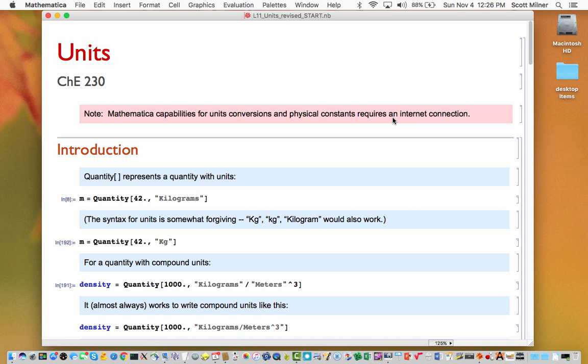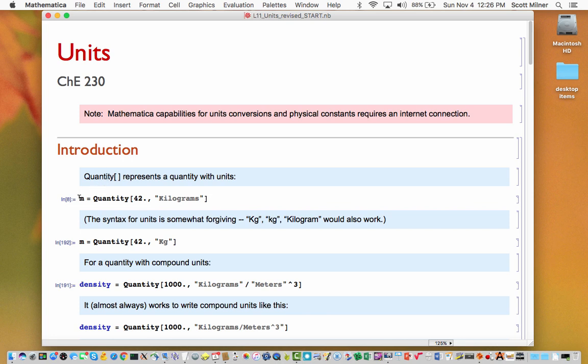This lecture presents capabilities of Mathematica for working with units, doing units conversions, and using physical constants. Important to note, for these operations to work, Mathematica requires an internet connection. So to define a quantity with units, you use the function Quantity.